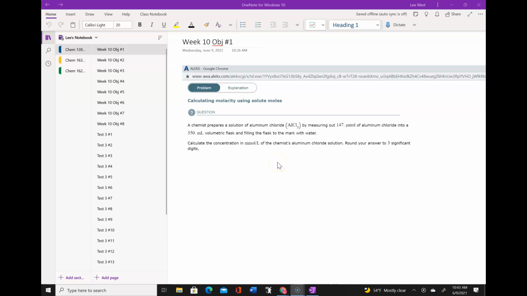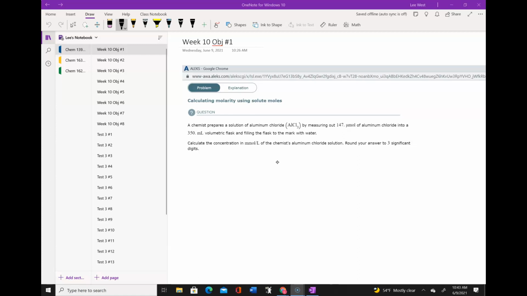Okay, so there are 8 objectives in ALEX this week that we're going to be looking at, and they're mostly about what we call solution stoichiometry. So this first topic here is calculating molarity using solute moles. There are a few important things to keep in mind.